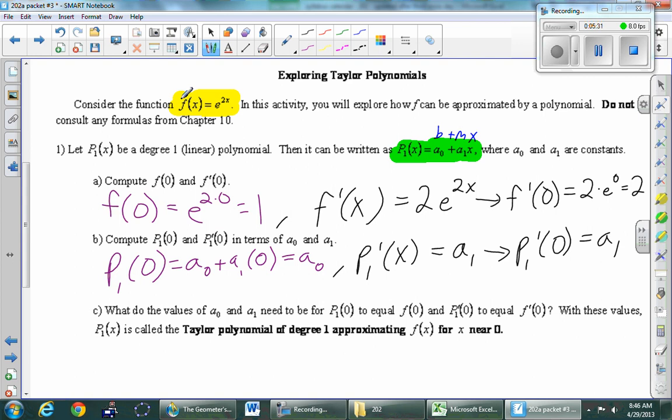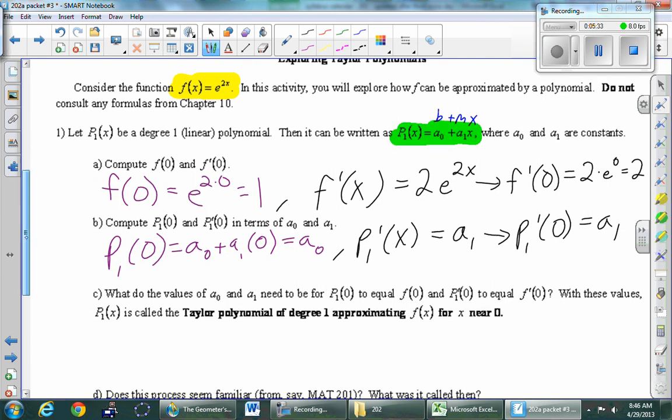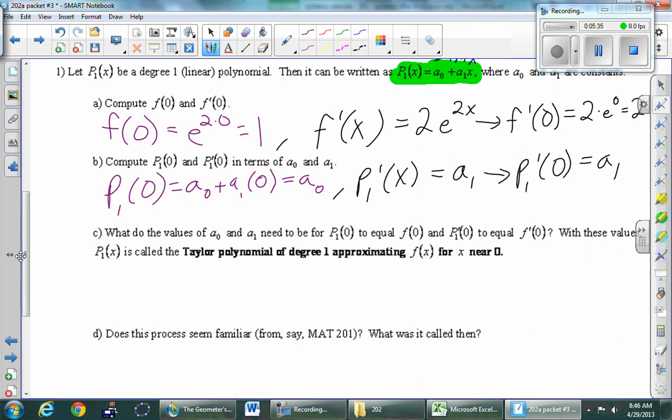Okay. Here's where we relate these two seemingly unrelated things. We have our function f of x. It is just e to the 2x, exponential growth. Then we have this generic line function. And we're going to jump here to part C. Goal.